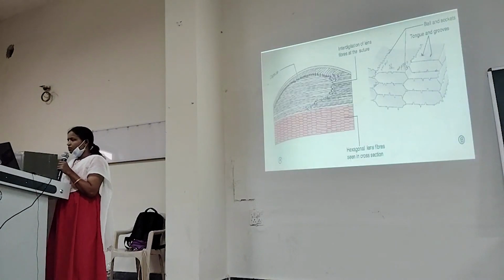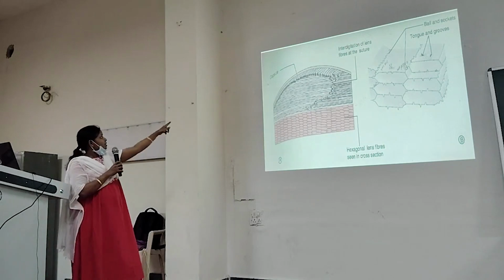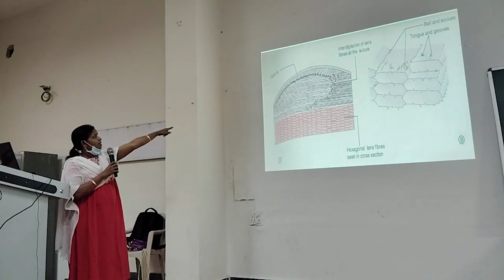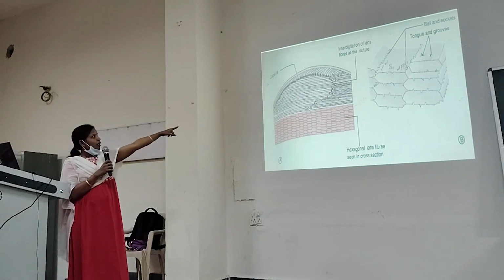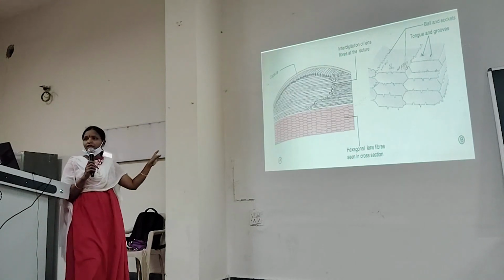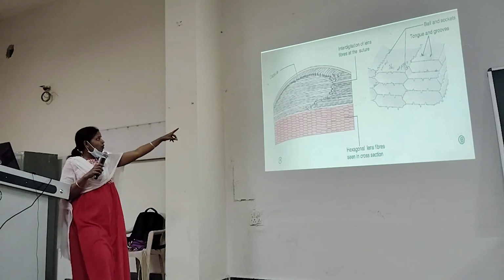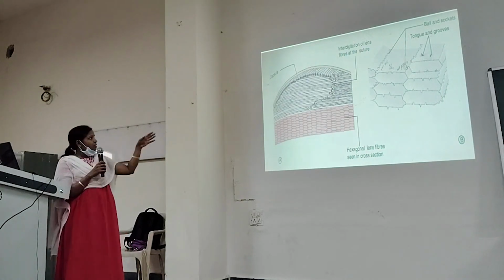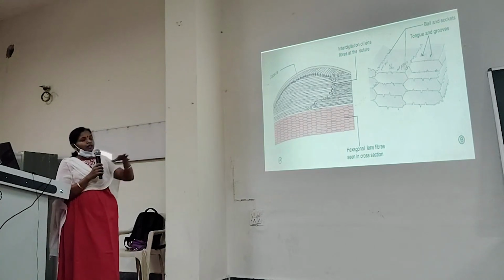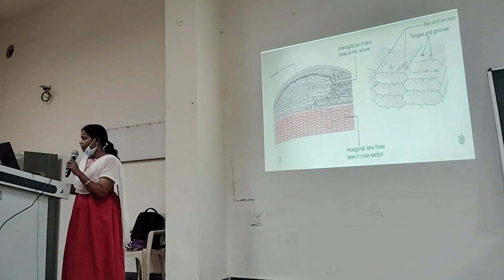See, in this picture, just beneath the capsule are the cuboidal cells, and they migrate to the pre-equatorial region, and from there they elongate. You can see the elongation of the cells, and they form the lens fibers in the center. That's how they migrate. As they form the lens fibers, they lose all the nuclei and the cell organelles and everything.